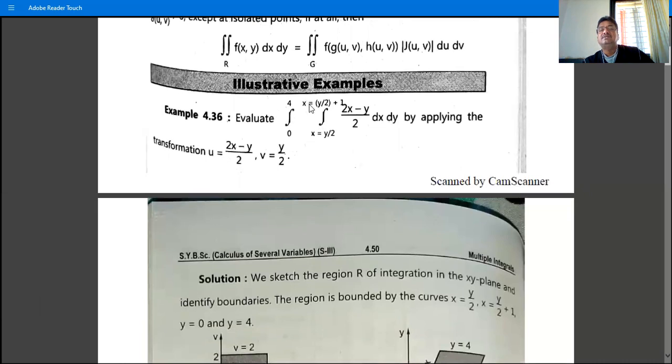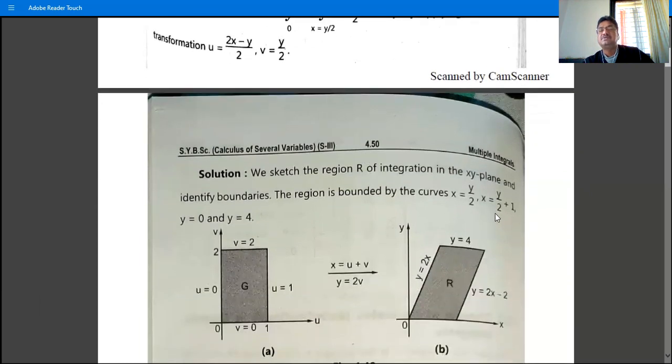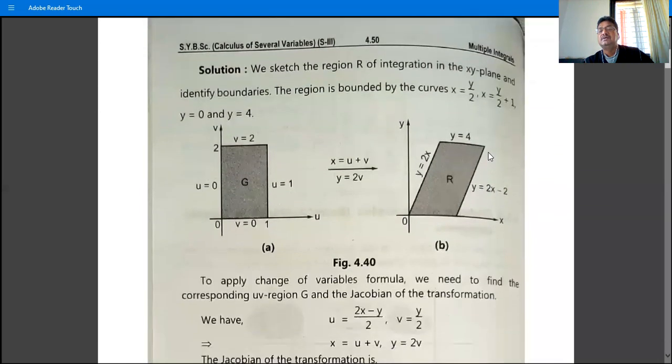And then x is equal to y by 2 plus 1. So for this line, substitute, then x minus 1 into 2, 2x minus 2, so y is equal to 2x minus 2. So this is the line y is equal to 2x minus 2. This line is parallel to the y is equal to 2x line, because the slope is 2, here the slope is 2. If we substitute x is 0, then y is minus 2.